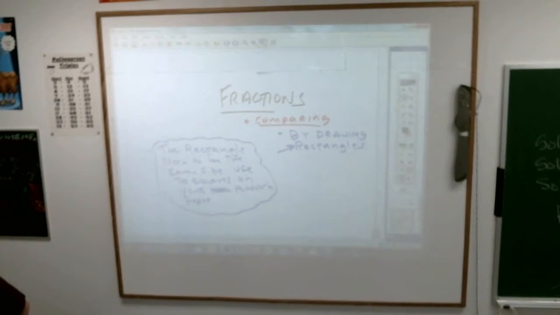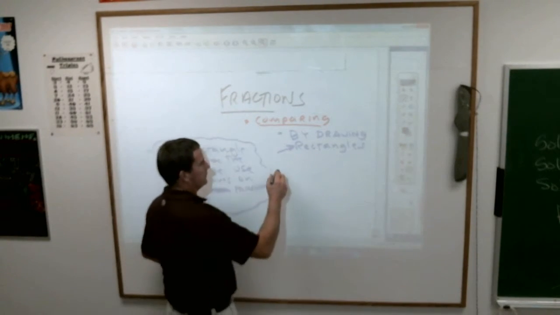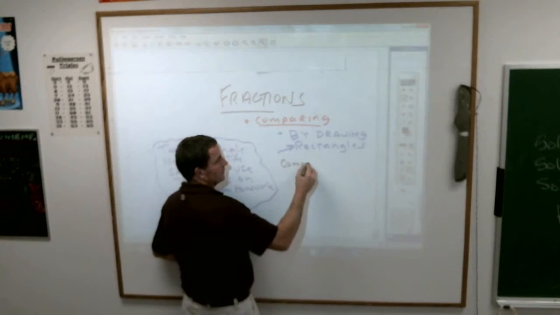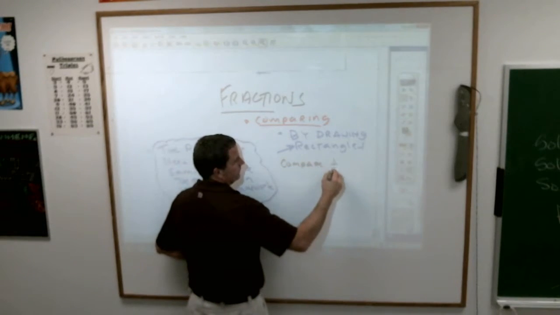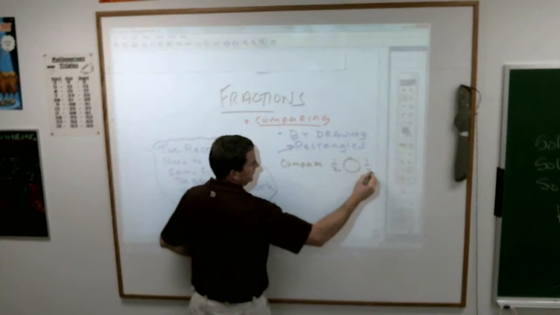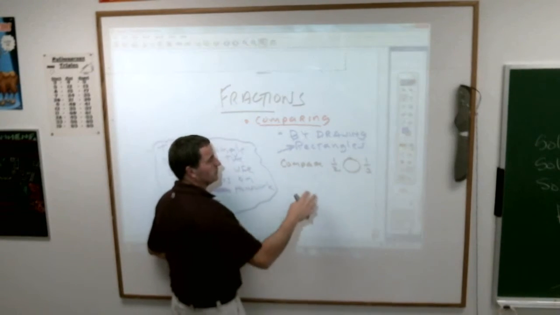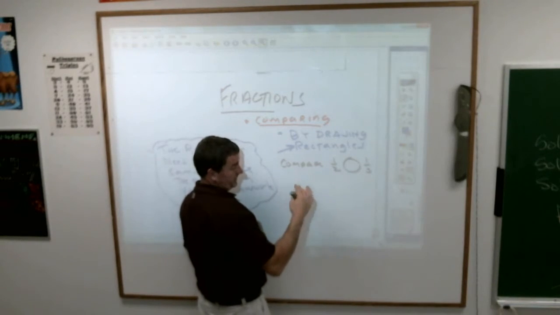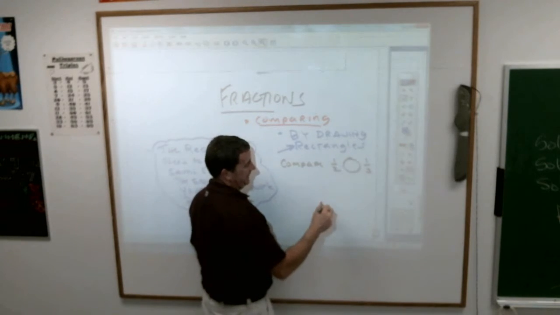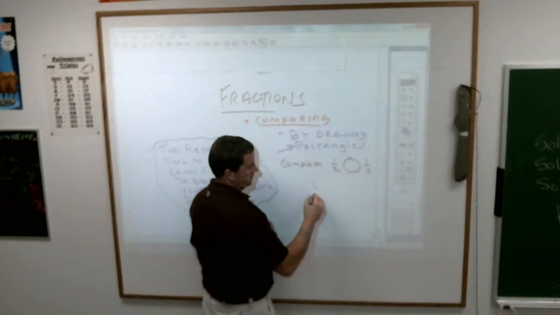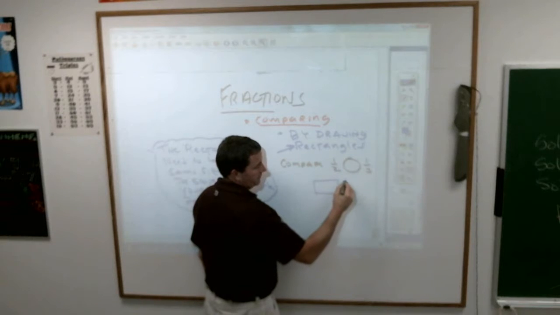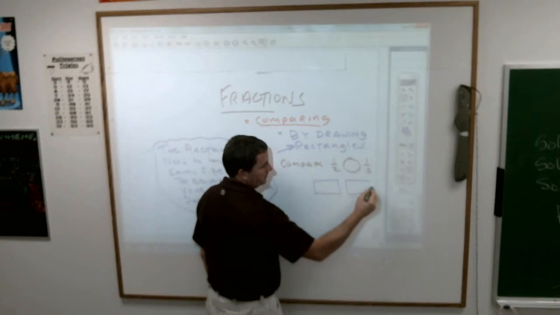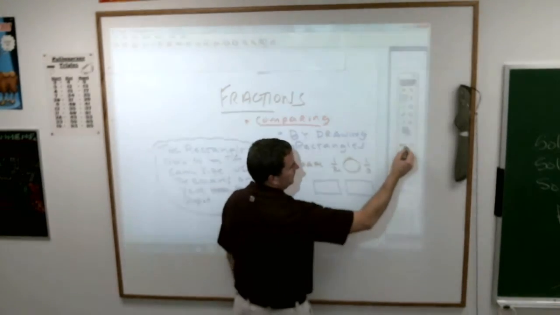For example, here's the deal. Let's say I am comparing 1/2 and 1/3. The directions say compare 1/2 to 1/3. What you're going to do is draw two rectangles, as equal as you can. And I don't have squares, so I'm just going to draw it as freehand as I can. Here's one. Here's the other. You have a tendency to draw one bigger than the other, but okay.